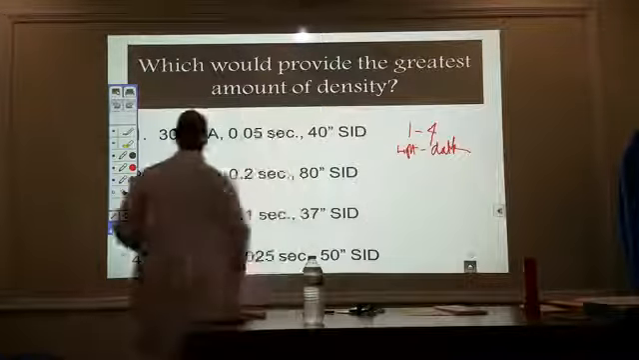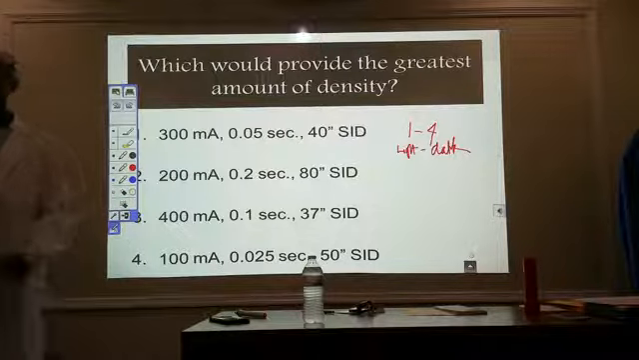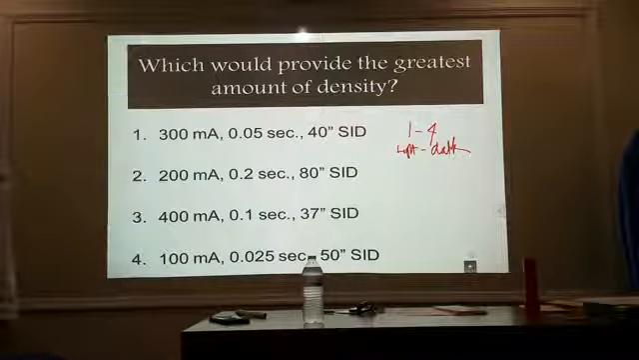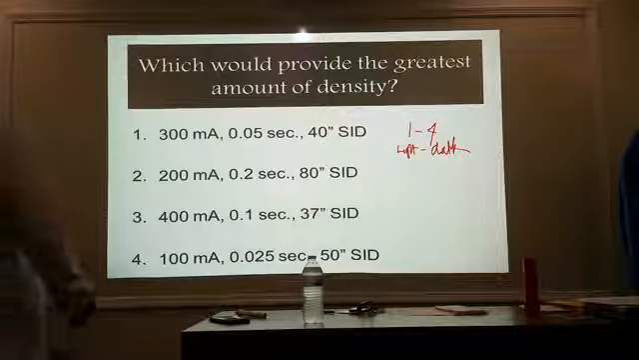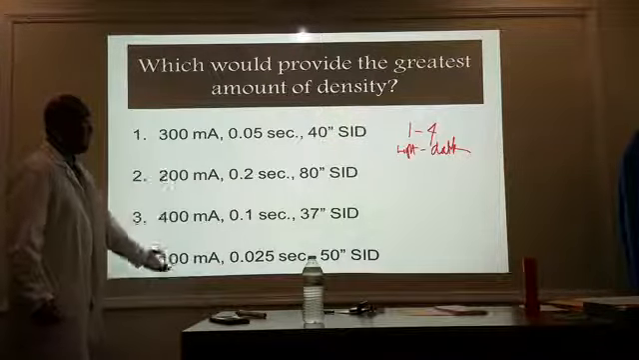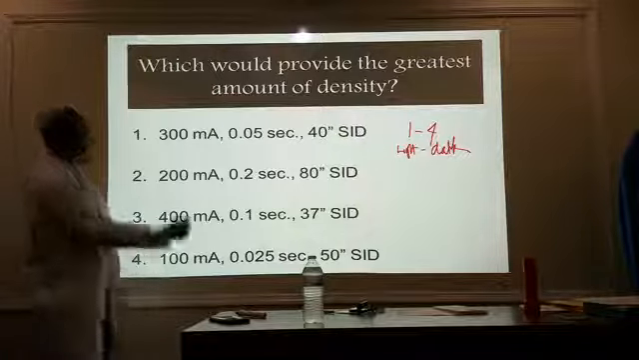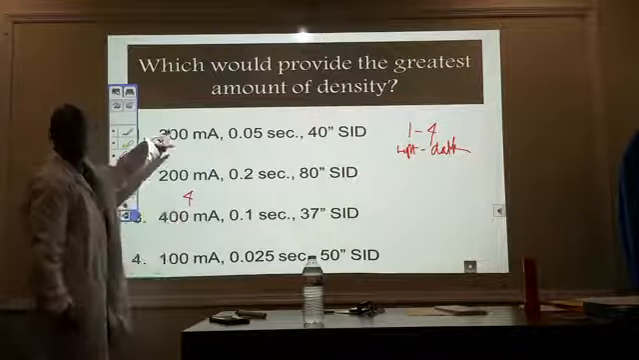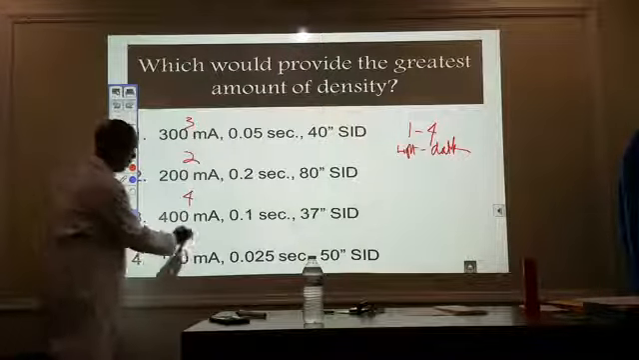All right, what do we know about MA? High MA or low MA is going to give us increased density. High MA. Does everybody agree? Okay, high MA. So let's do this. Which is the highest MA? 400. So let's do, what? Number 3. Number 3, okay. So there's 4, 3, 2, and 1. Do we all agree?